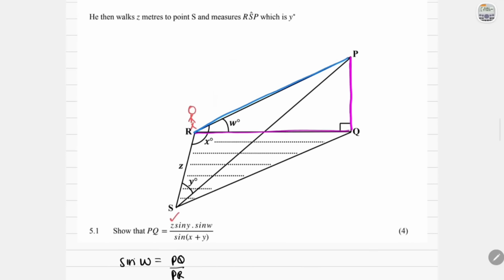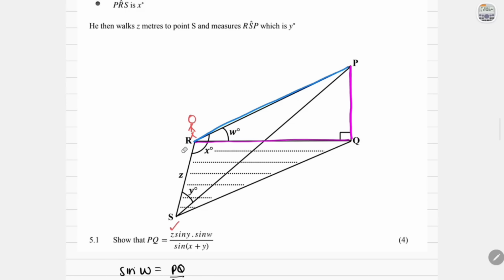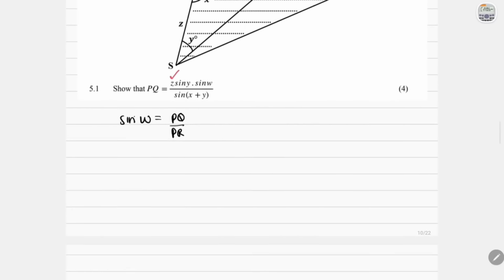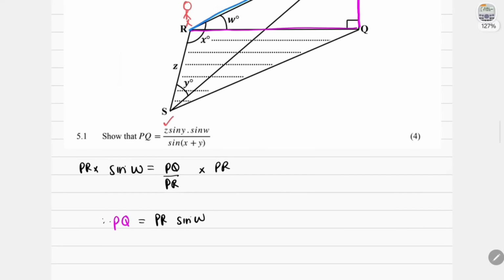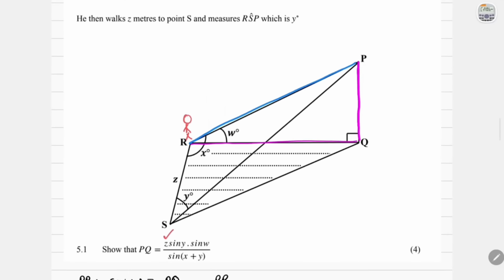And then you see that they went through this whole thing of finding PR. But since PQ was the subject here, they clearly made PQ the subject. So we're going to leave PQ here, and to do that, you need to get rid of PR. You can do that by multiplying both sides by PR. So we have PQ is equal to PR multiplied by sine W. Now we can focus on finding PR.